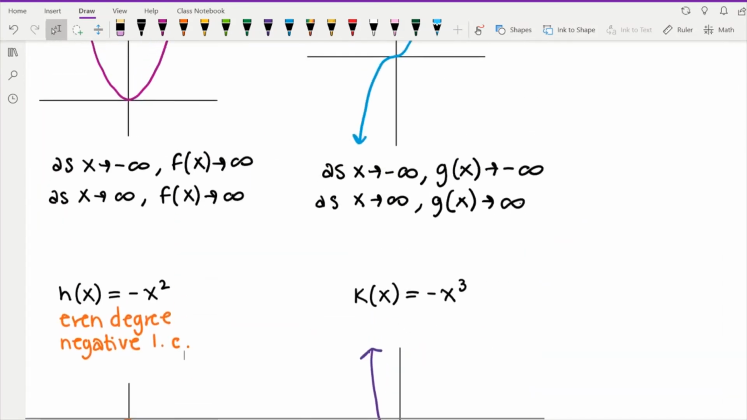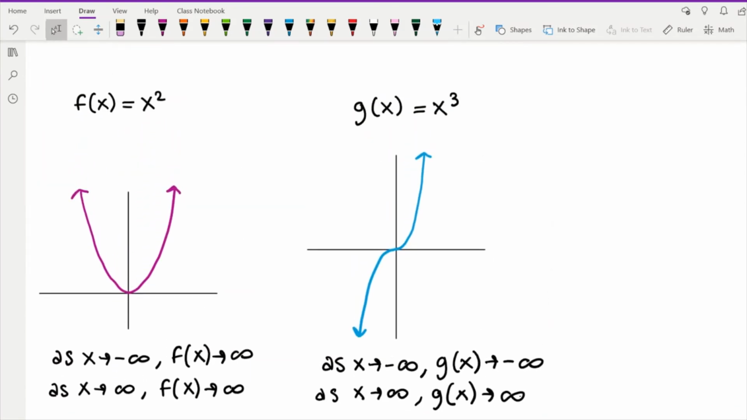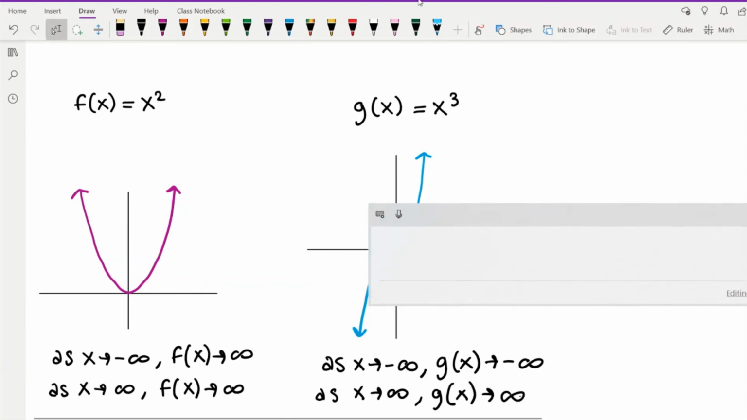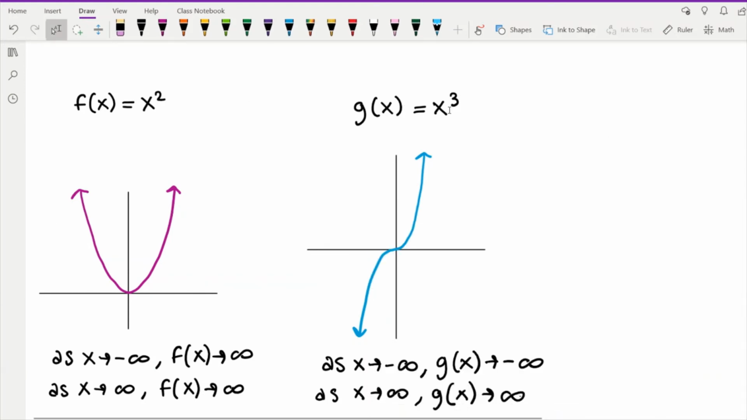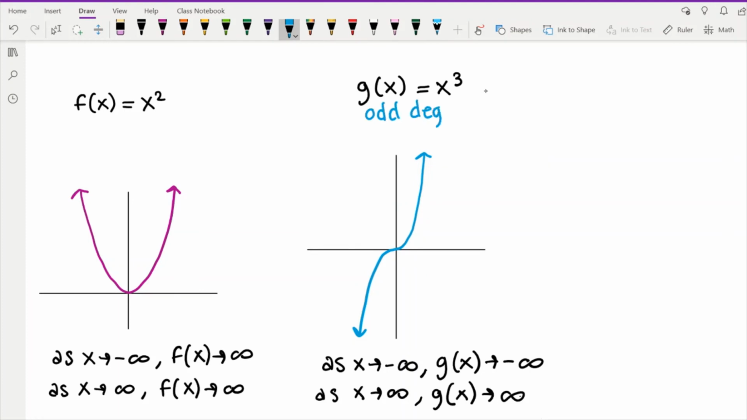So this one is an example of a function that has, and I thought I left enough space here, but I guess I didn't quite. So let me just scooch this up a tiny bit. So this is an example of one that has an odd degree and a positive leading coefficient. I feel like I keep making mistakes in this video.